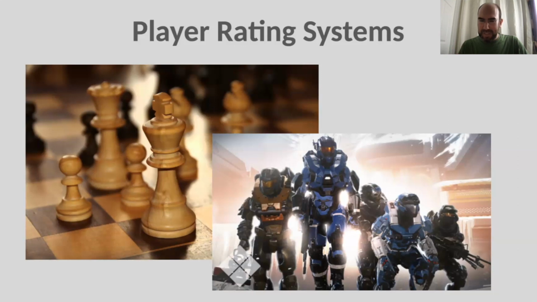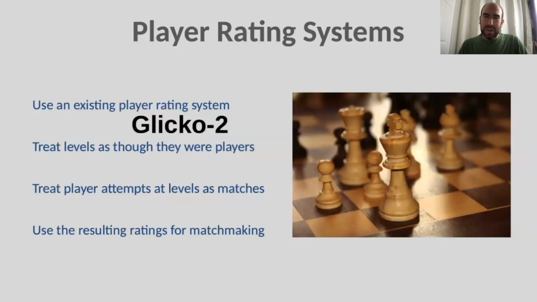And in this project, we drew inspiration from those to do a player versus level matchmaking, essentially. So instead of matching players up with other players, we matched players up with levels that we thought would make an interesting match, basically the same way. In this work, we compared a couple different systems, but we ended up going with this rating system called Glicko-2, which is fairly similar to ELO in a lot of ways, but it has a couple advantages over it.